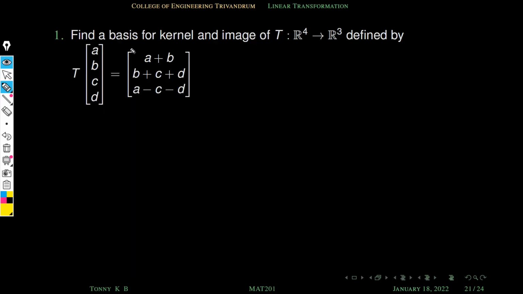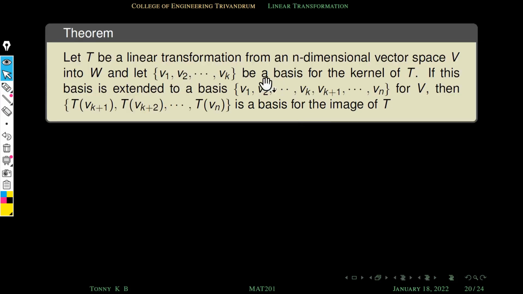Okay, consider a problem. Find a basis for the kernel and image of T. And what is our method? We can use this theorem. First we have to find a basis for the kernel, then we extend that basis in such a way that the new set is a basis for V. Then you simply take the images of the new vectors, which form the basis for the image of T. That is the procedure. So our first step is finding a basis for the kernel.